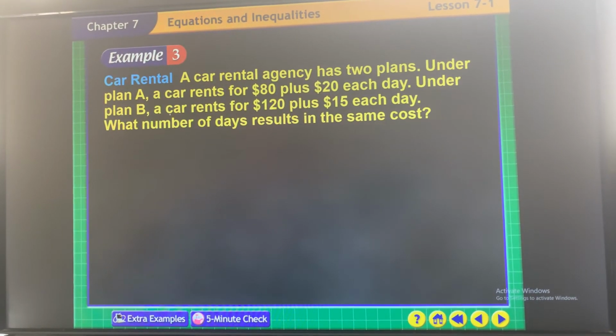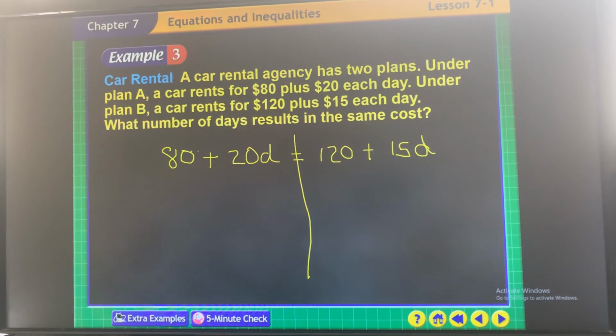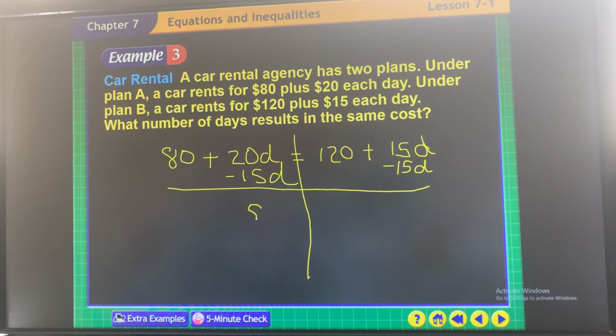Okay, a car rental agency has 2 plans. Under plan A, a car rents for $80 plus $20 each day. Plan B rents for $120 plus $15 each day. At what point will they cost the same? Well, we set them equal to each other and we start to solve. So you've got -15D here, bring it on over here. You end up with 5D, 80 plus 5D equals 120.